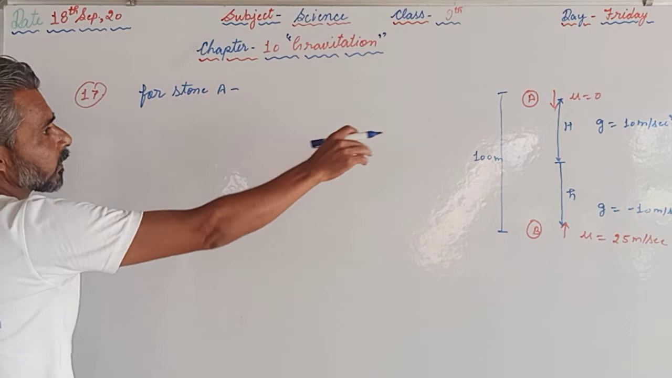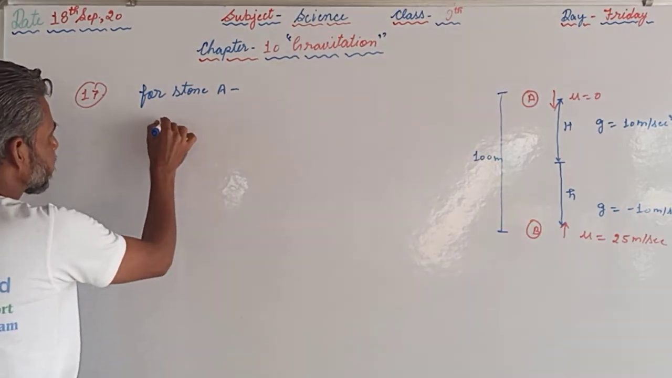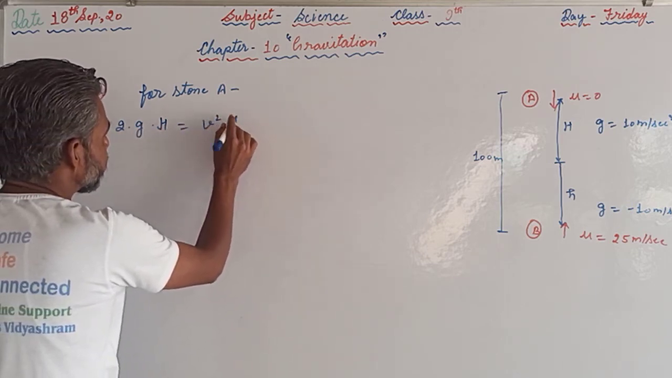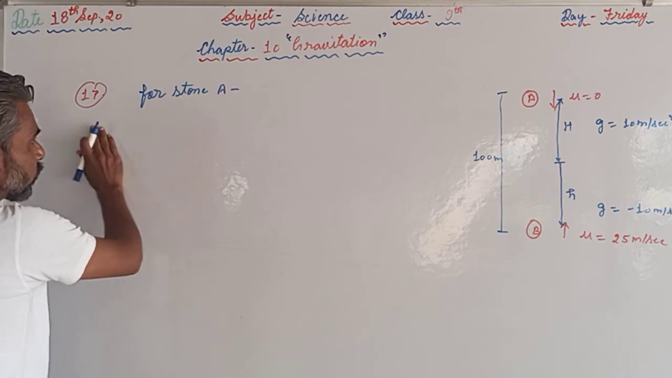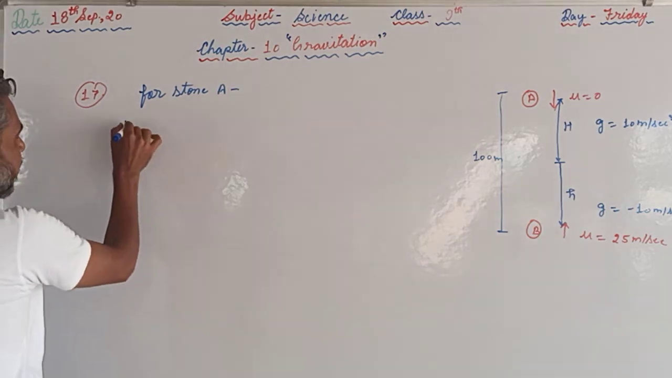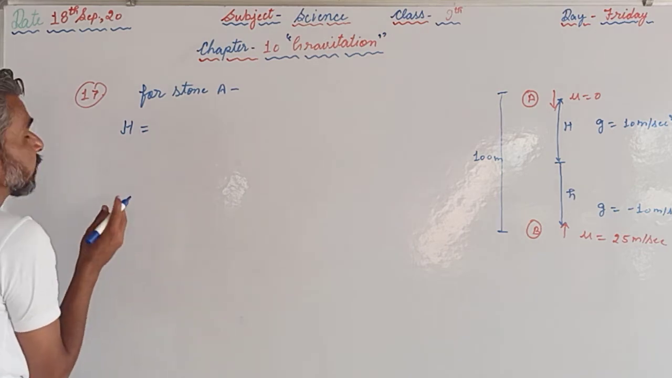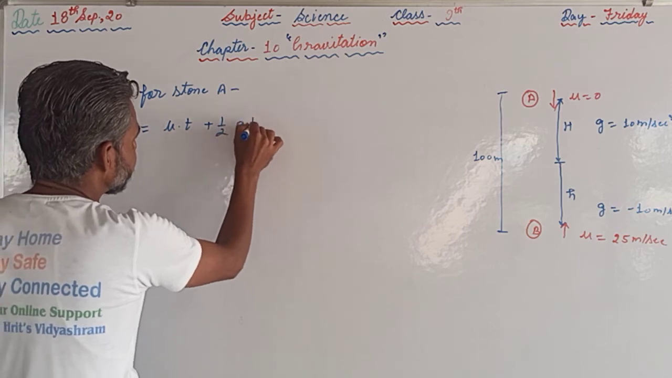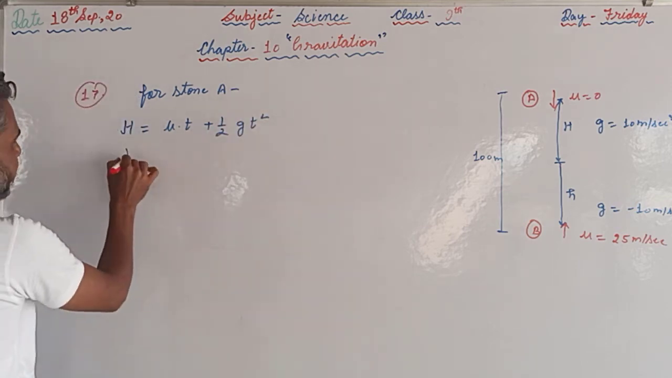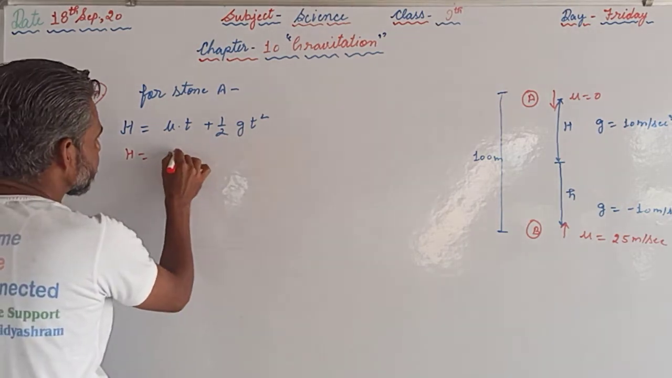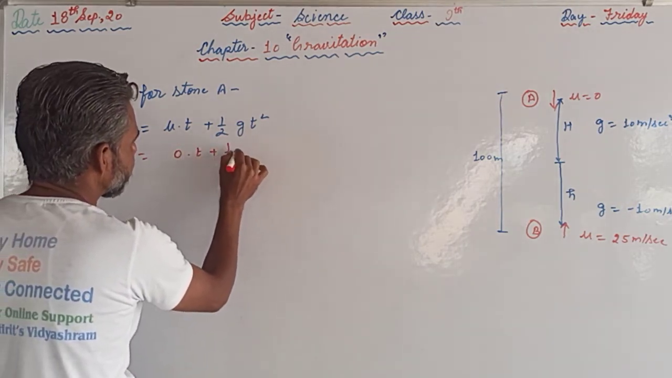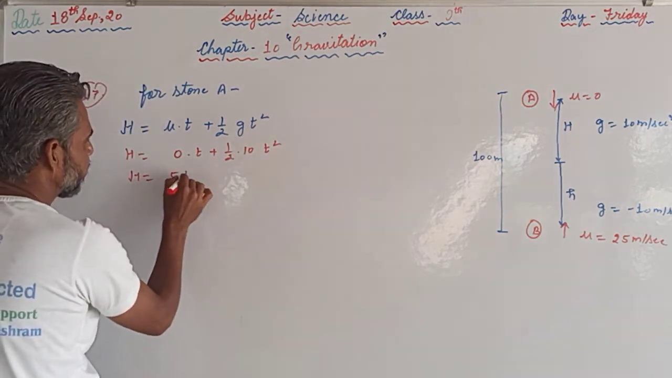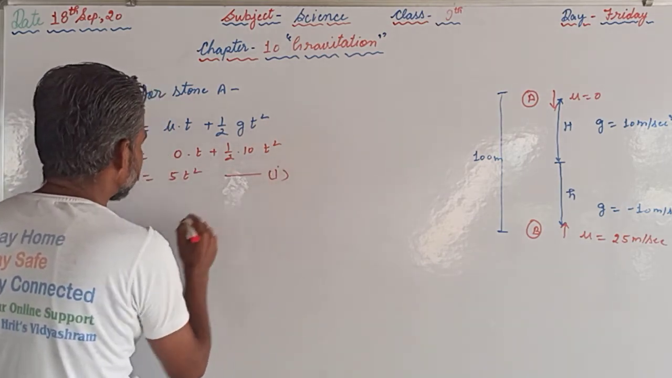For A, we can find out the distance covered. 2gh is equal to v square minus u square, that we cannot use. We are supposed to use the second equation of free fall, that is s is equal to ut, or here in free fall we will take h. h is equal to ut plus half g t square. So here h is h and u is 0, so that is 0 into t plus half into g, that is 10 into t square. So from here we get h is equal to 5 t square. That is equation first.